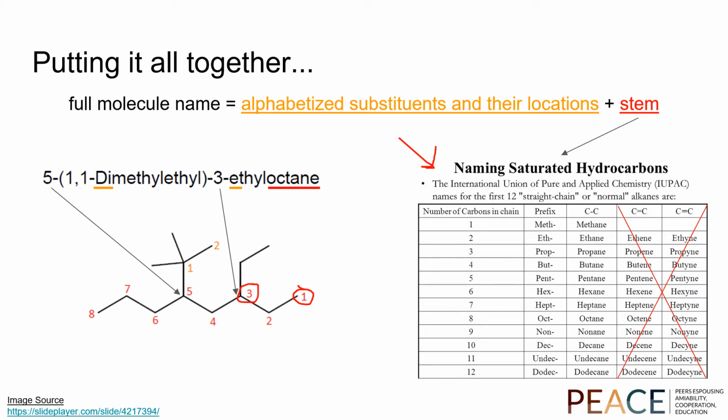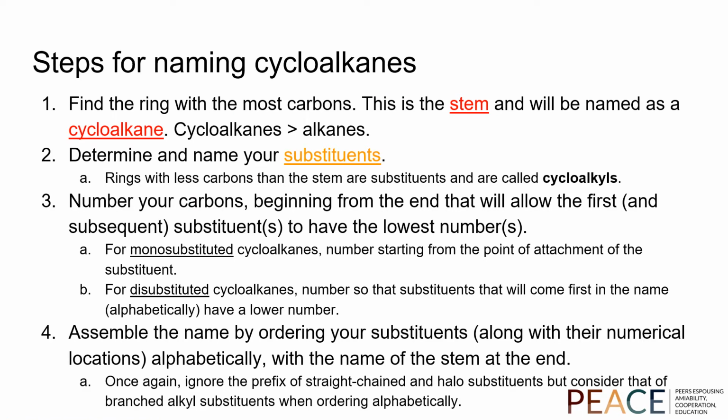For example, 1,1-dimethyl ethyl is located on carbon 5, while the ethyl is located on carbon 3. Thus, the name of this molecule is 5-(1,1-dimethyl ethyl)-3-ethyl octane. Naming cycloalkanes is a lot like naming alkanes, with only a few tweaks here and there.